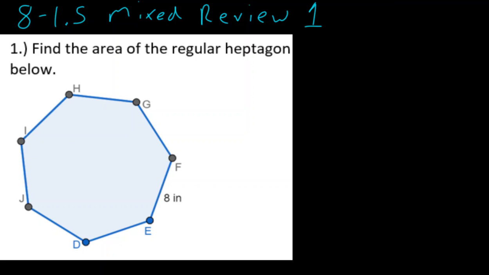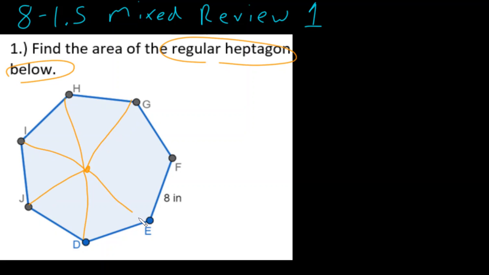All right, and welcome to 8-1.5 Mixed Review number 1. Now, in this very first problem, what we want to do is find the area of a regular heptagon below. You'll notice that a heptagon has 7 sides, which is important because whenever we divide this up into 7 triangles, we'll have 7 central angles.